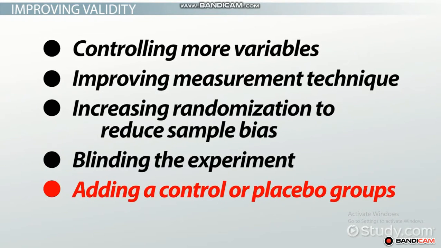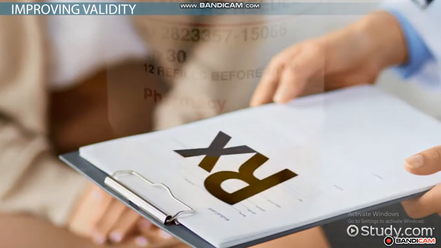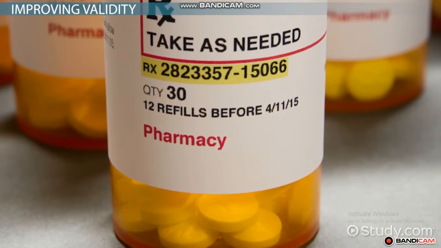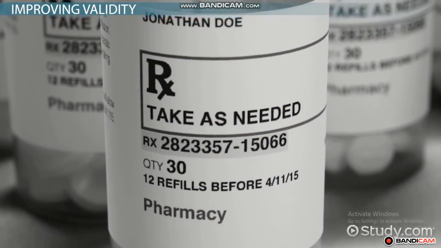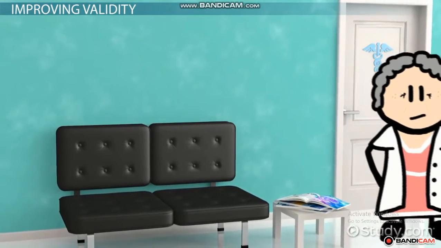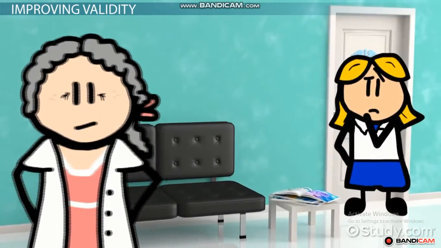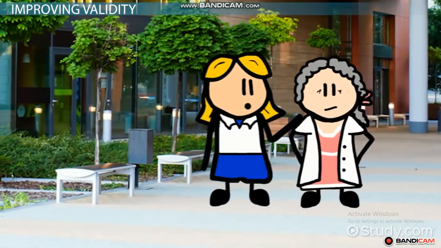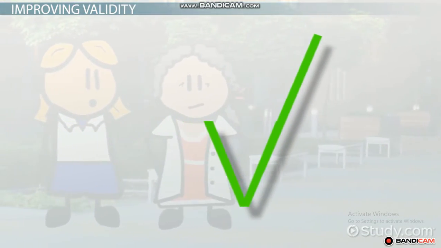Adding a control or placebo group is about having something to compare against. For example, if you are testing a drug, the only way to know whether the drug is truly effective on its own merits is by comparing it to a fake treatment, or placebo. Patients will often report improvements when they are receiving any kind of treatment, even if that treatment isn't really doing anything. A truly effective treatment is one that shows results above and beyond the results achieved with a placebo.